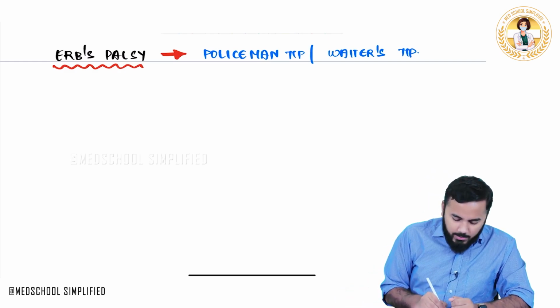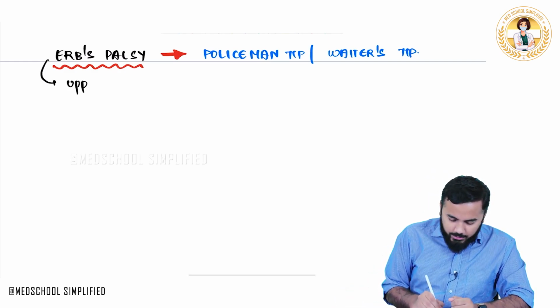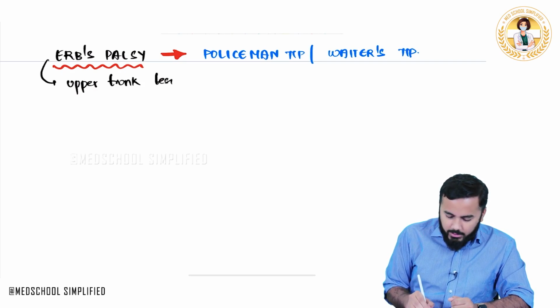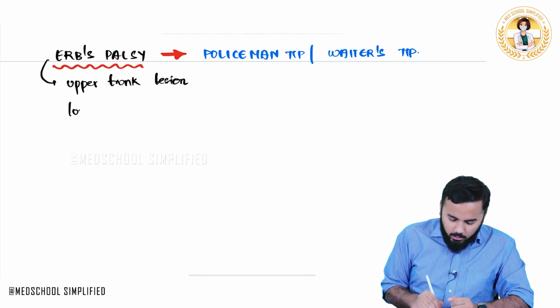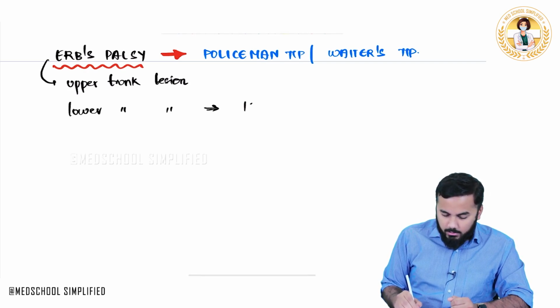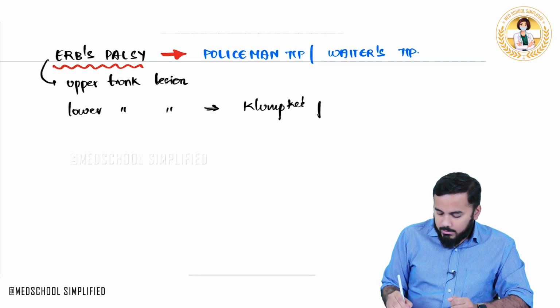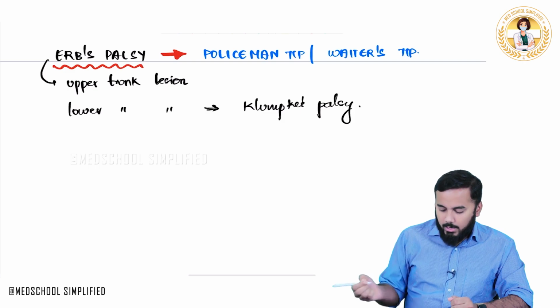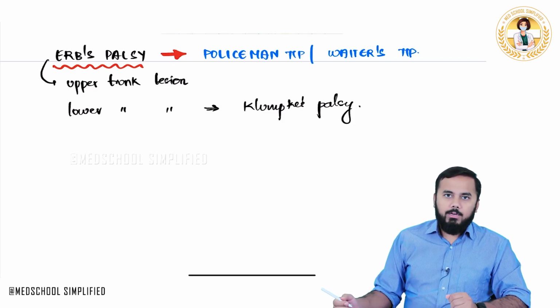So Erb's palsy is the upper trunk lesion, whereas the lower trunk lesion will be Klumpke's palsy. Klumpke's palsy will be the lower trunk lesion.